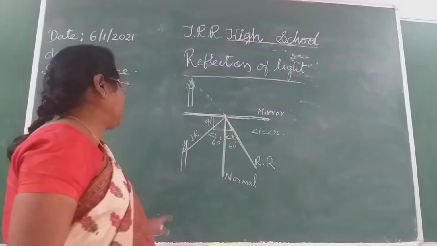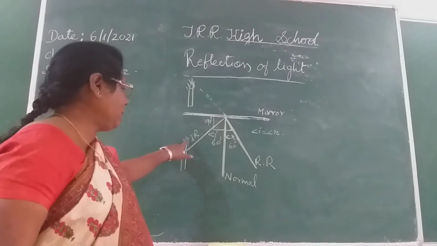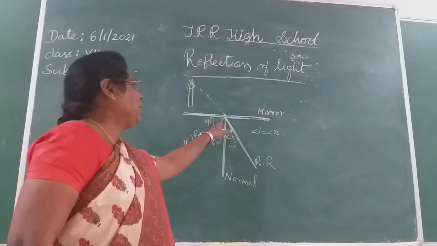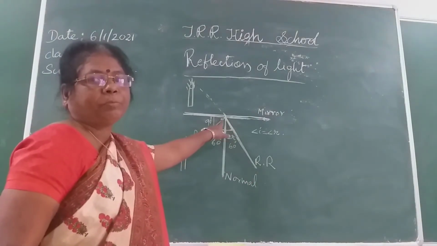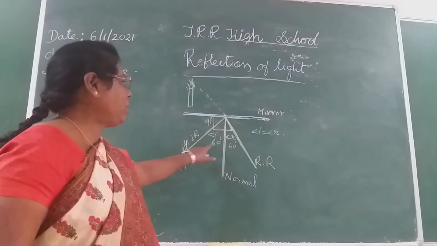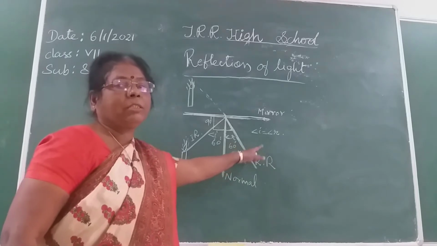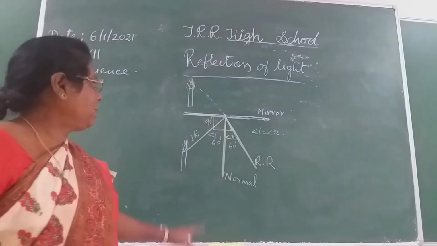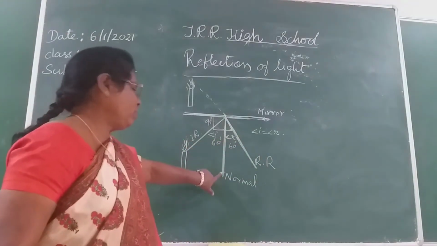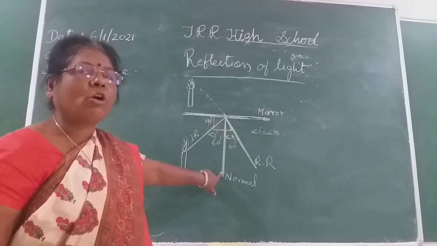The first law of reflection is that the incident ray, normal, and reflected ray lie on the same plane. The angle of incidence is equal to the angle of reflection. This is the second law. The third law is that the incident ray and reflected ray lie on either side of the normal. This is the third law of reflection.